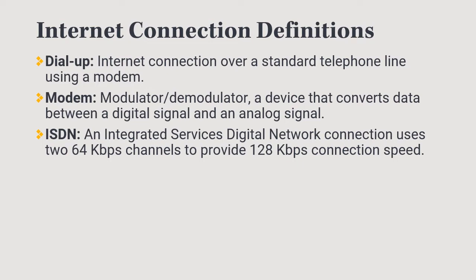The next connection type that we want to talk about is ISDN, which stands for Integrated Services Digital Network. This actually came a little bit later, and it uses two 64 kilobit per second channels, so we get 128 kilobits per second on our connection speed. Still significantly below what we would expect for a modern transmission. Even most of our phones can get well over that, more in the megabits per second, with a standard data connection.